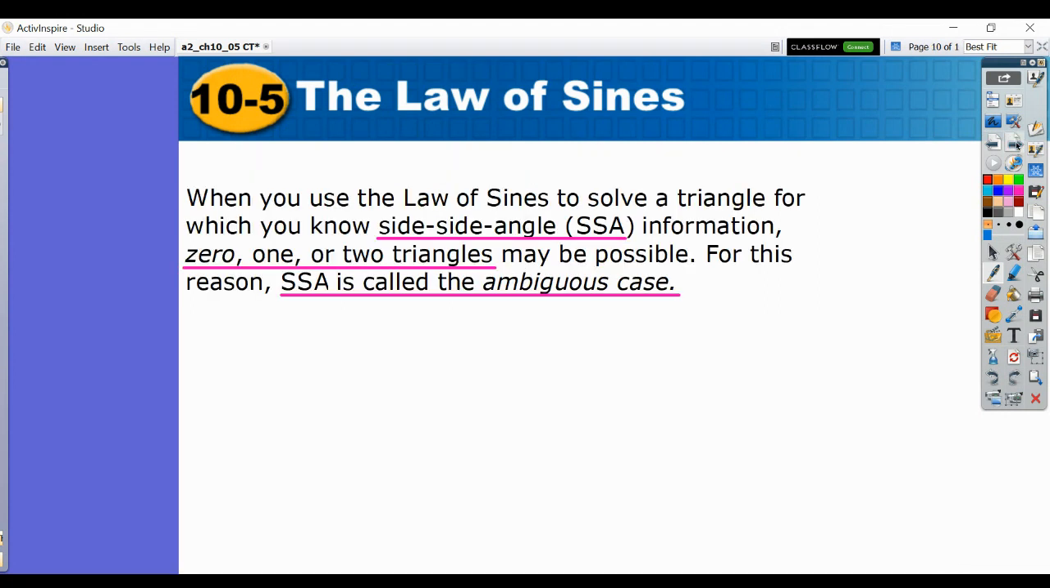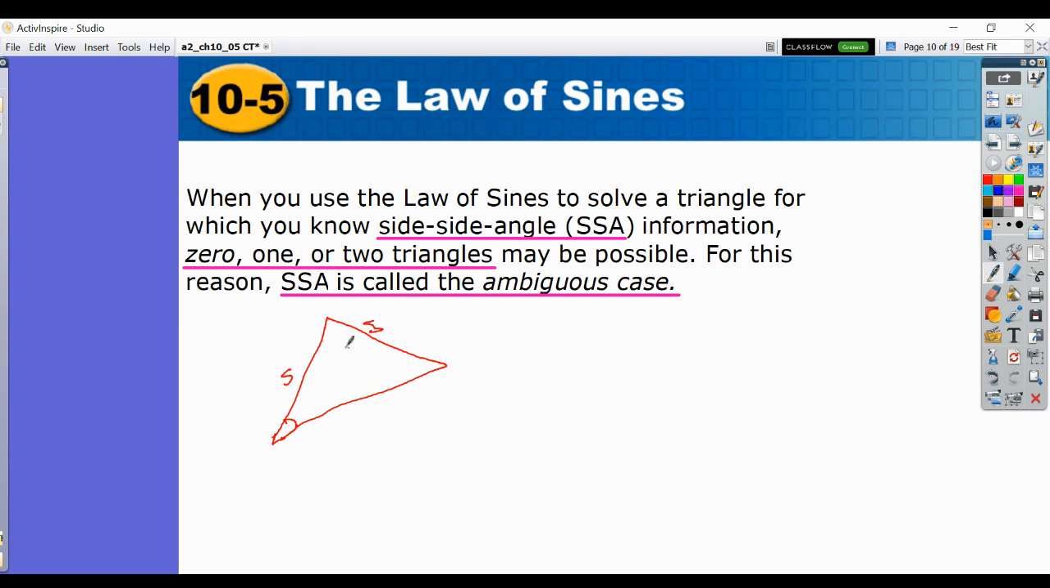Okay, let's look at what can happen here. When you use the law of sines for which you know the side-side-angle, we can have a problem. So these are the ones where I say you've got to be careful. You're going to be checking this. So if you have side-side-angle, let me show you. Technically, depending on what the angles are, I could have two different triangles.